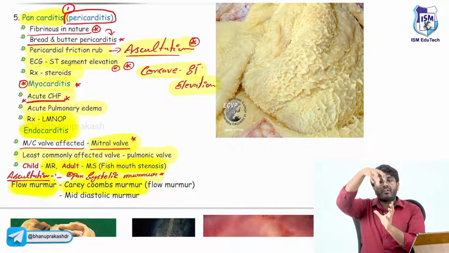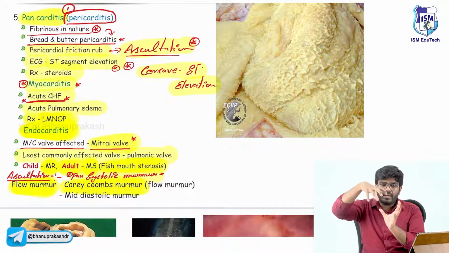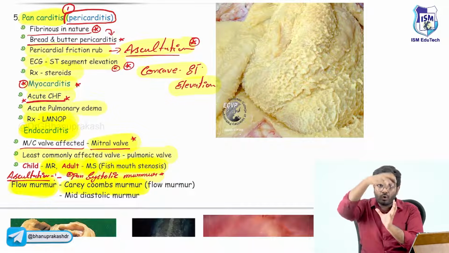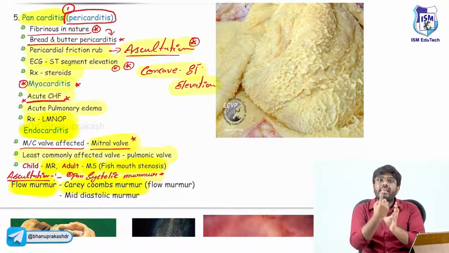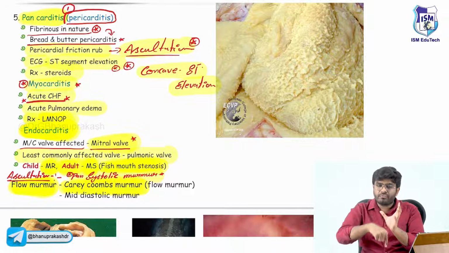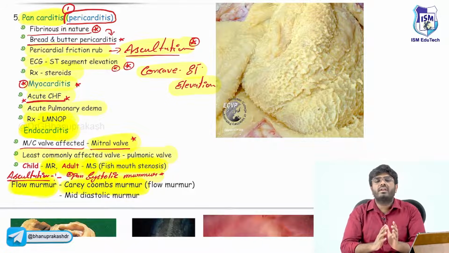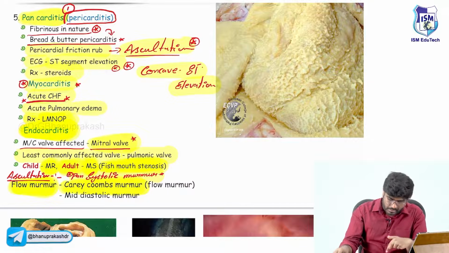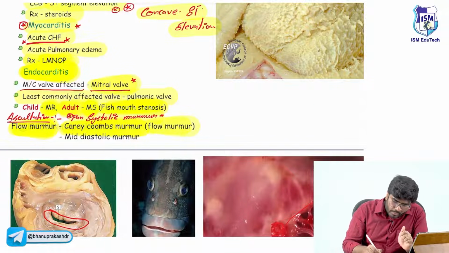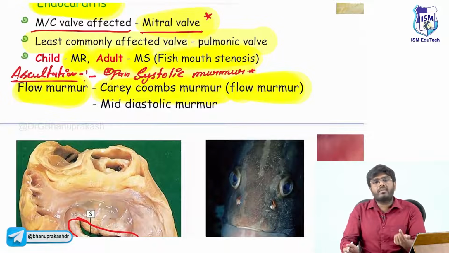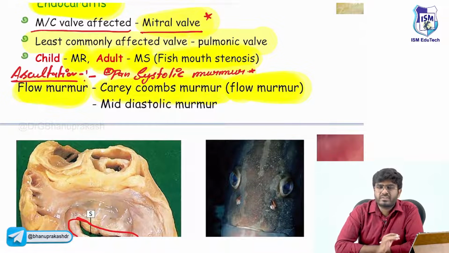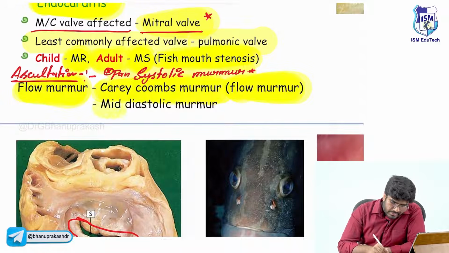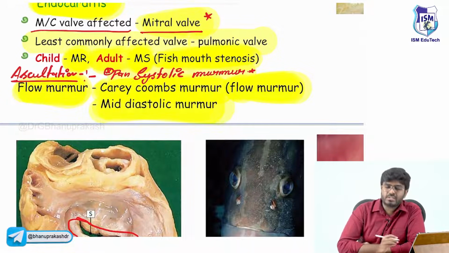Now this extra blood that has gone into the left atria will come down again. During diastole, it is going to flow back into the left ventricle. This extra blood coming down into the left ventricle will also cause a little sound, and that is called the Carey-Coombs murmur. So the Carey-Coombs murmur is a flow murmur because of the flow of that extra blood from the left atria into the left ventricle. It's seen during diastole, so it's a mid-diastolic murmur.